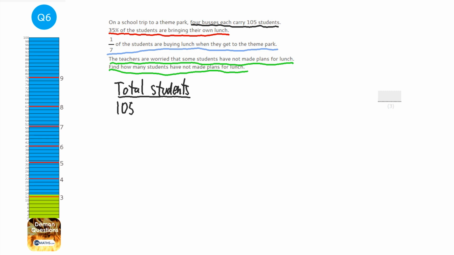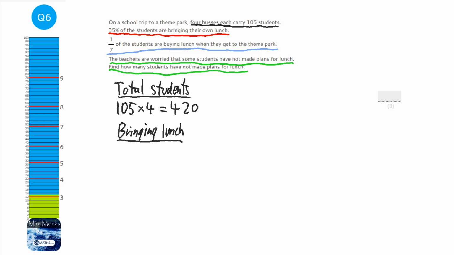So we're going to do 105 times 4. You can do that any method you want, but it's going to be 100 times 4 is 400, 5 times 4 is 20, so it's going to be 420 students. So we've got 420 students in total. So next we need to work out how many are bringing their own lunch.